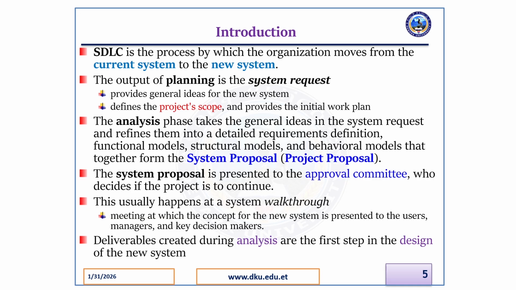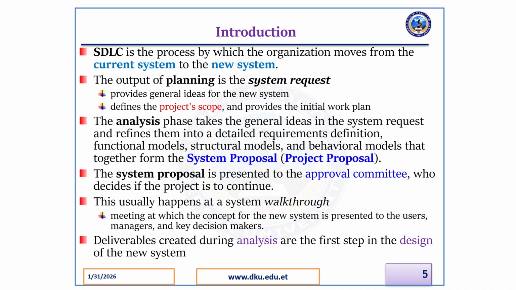What does the system request do? 1. It provides general ideas for the new system. 2. It defines the project scope and provides the initial work plan. Besides this, the analysis phase takes the general ideas in the system request and refines them into a detailed requirement definition, functional models, structural models, and behavioral models that together form the system proposal, or we can call it the project proposal.